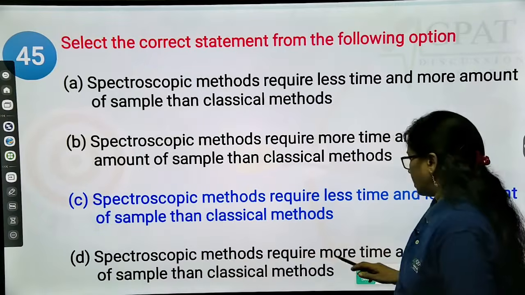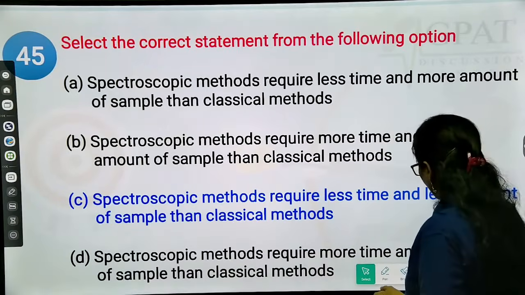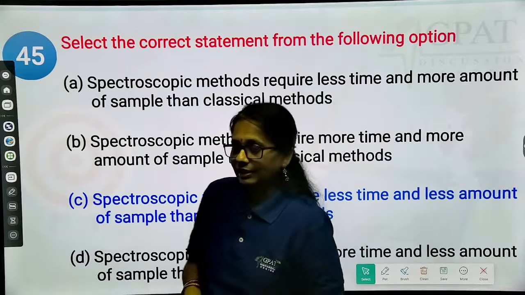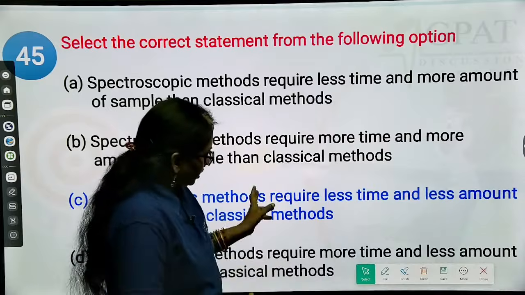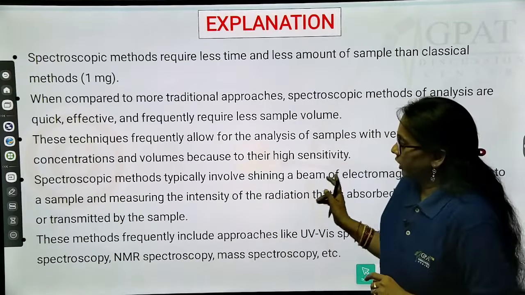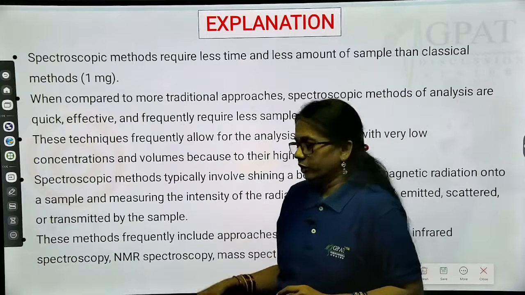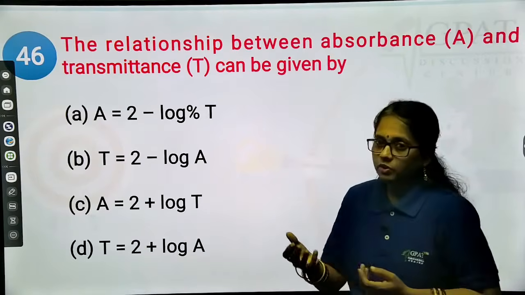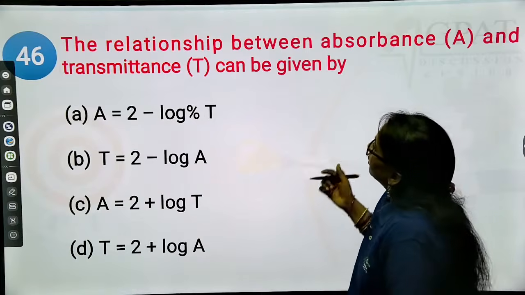Let us see option D. Spectroscopic methods require more time and less amount of the sample. Within a very short time we are going to measure it. So, option C is going to be the right answer. Whatever the techniques, UV spectroscopy, IR, nephelometry, turbidimetry, all these will give results within minutes.